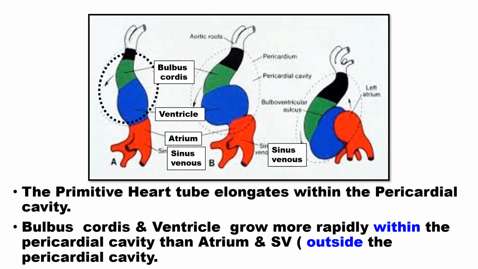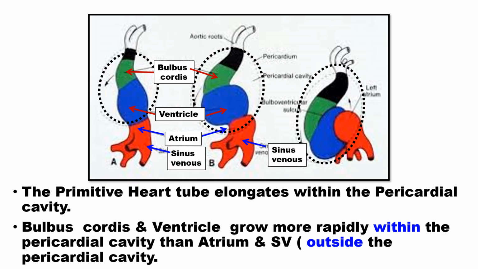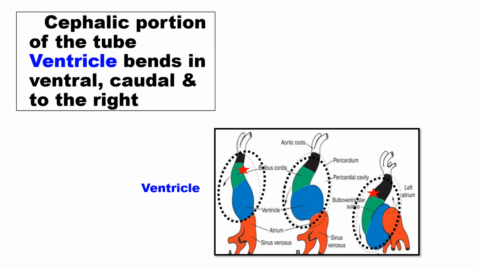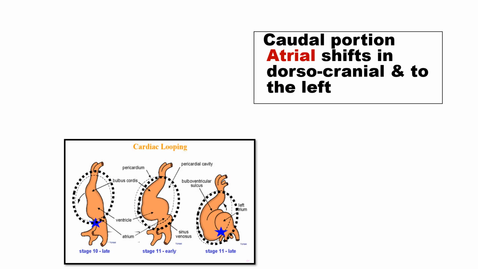The primitive heart tube elongates within the pericardial cavity. Bulbus cordis and the ventricles grow more rapidly within the pericardial cavity than the atrium and sinus venosus, which are outside the pericardial cavity. Cephalic portion of the tube, that is ventricles, bend ventrally, caudally and to the right. Caudal portion, that is the atria, shifts dorsally, cranially and to the left.